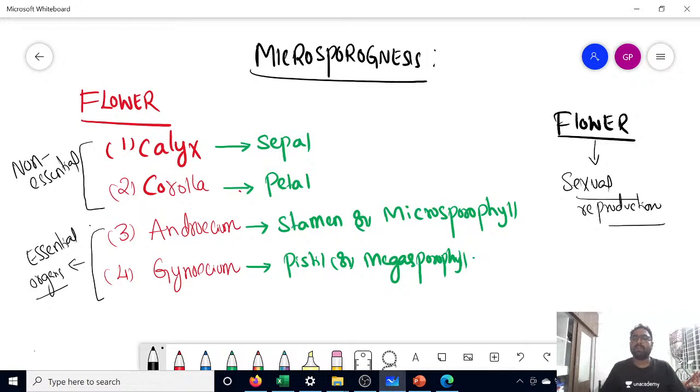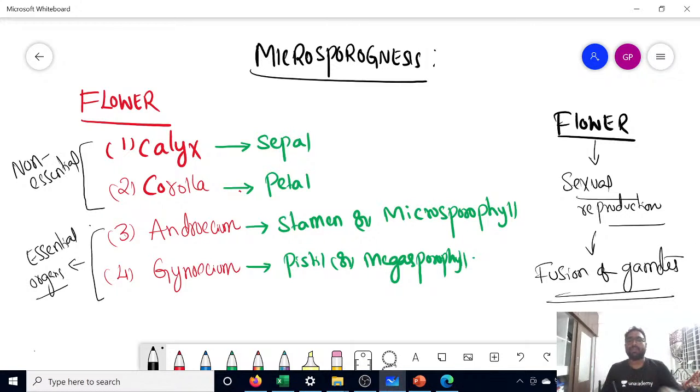So now, when we are talking about sexual reproduction, students, you may get it out what is meant by sexual reproduction, right students? So now, what is sexual reproduction? Means fusion of gametes. Sexual reproduction, nothing but fusion of gametes.